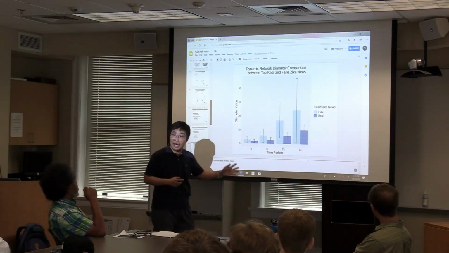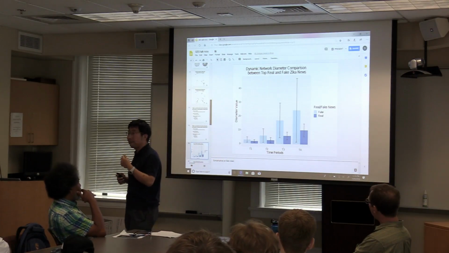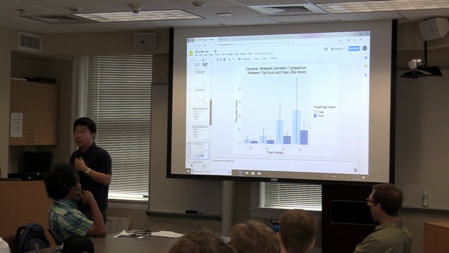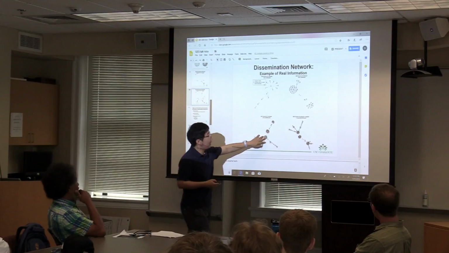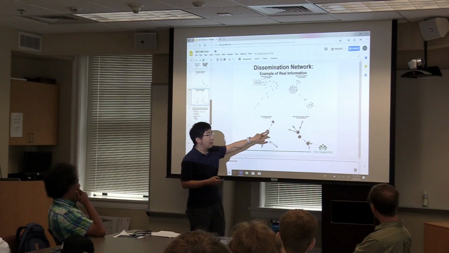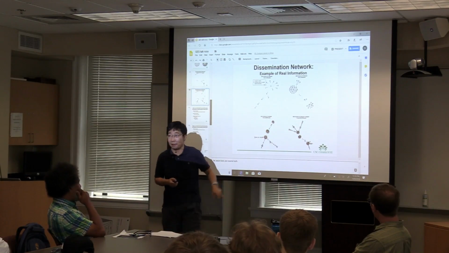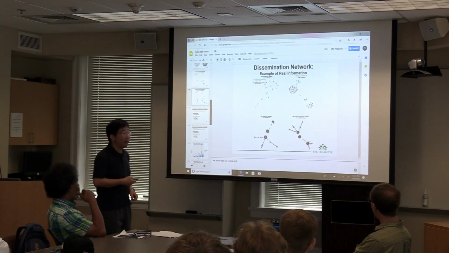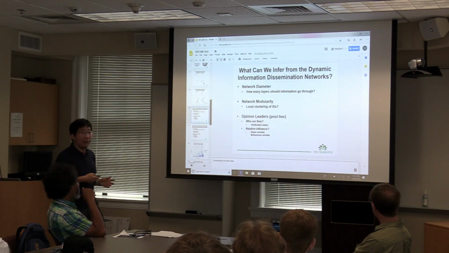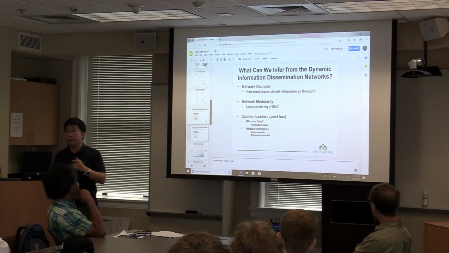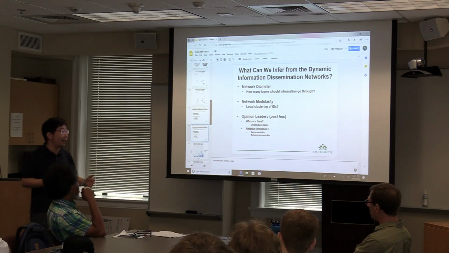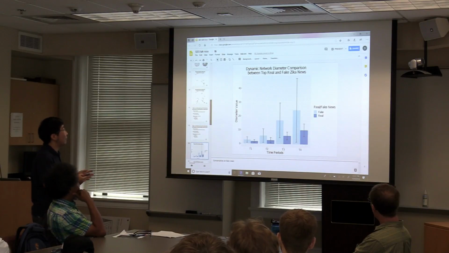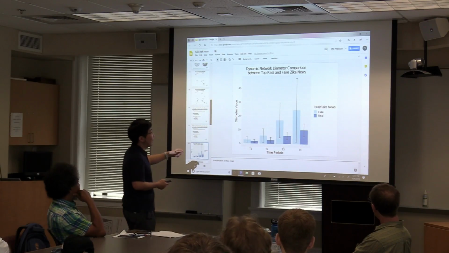The implication of this is that in the real news, we might see more local clusterings, thus making your information go through fewer layers to reach its endpoint. Versus in the fake news, we might have fewer opinion leaders and more grassroots, one-by-one information flow. This is what the network diameter is telling us.